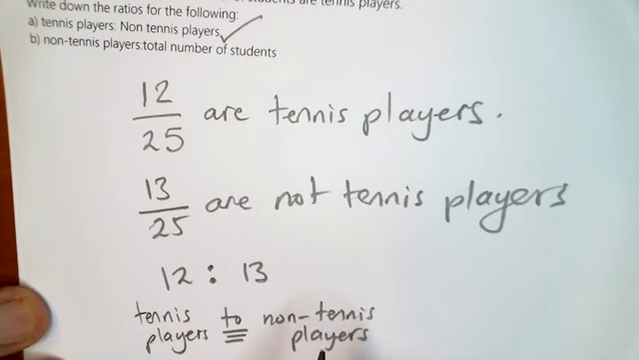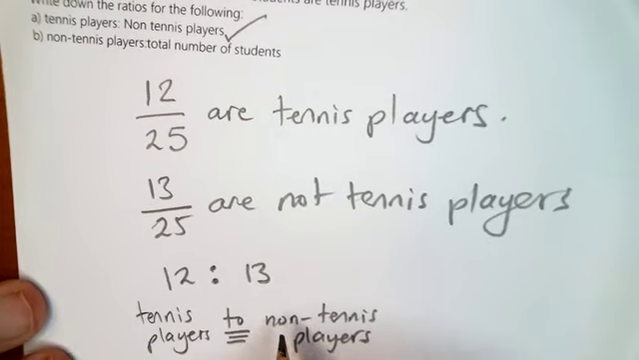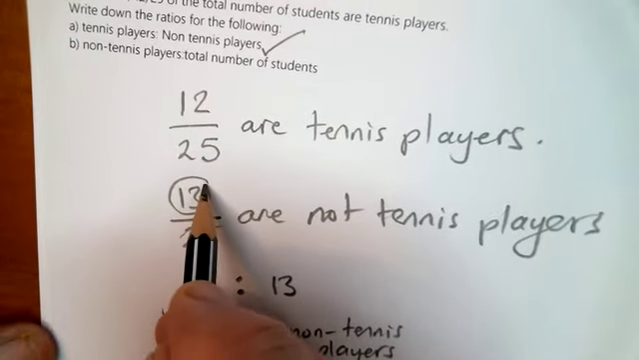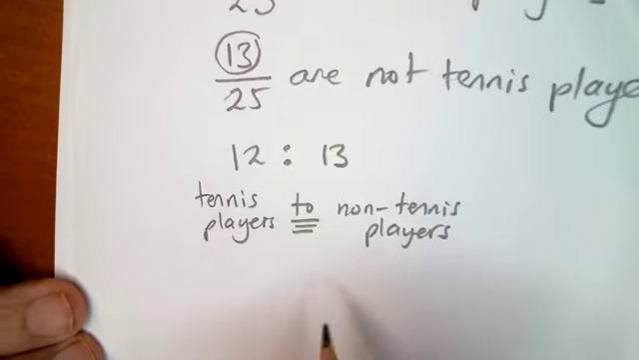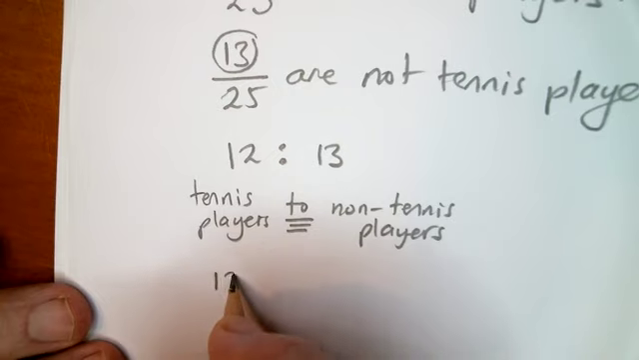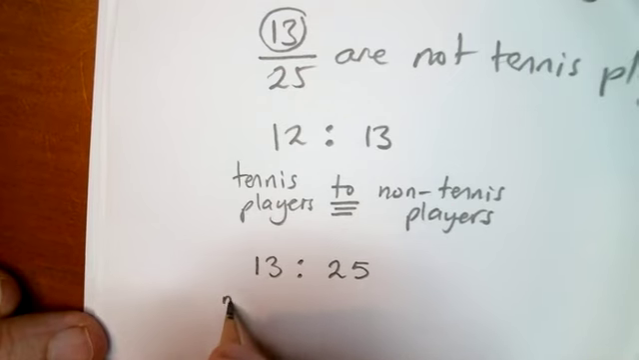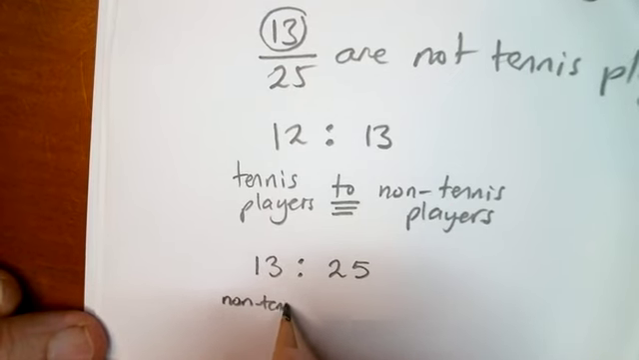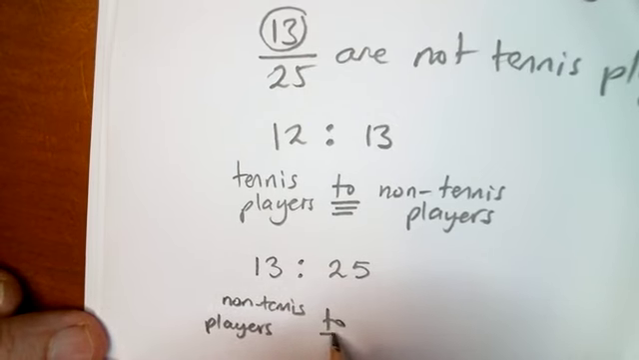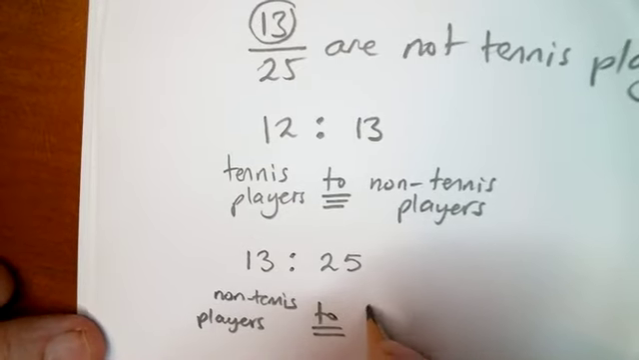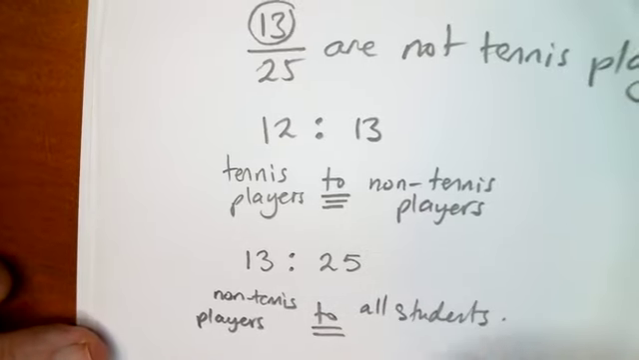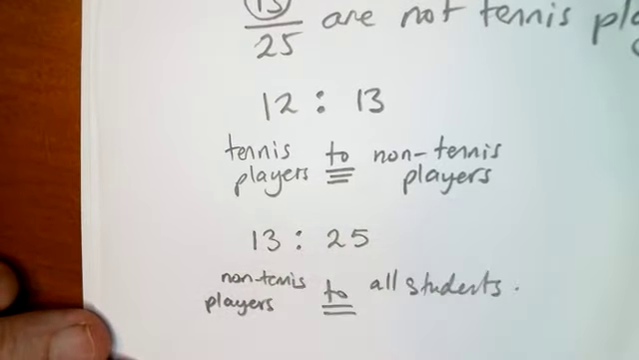All right, what about non-tennis players to the total number of students? So let's see how many we've got of non-tennis players, or 13 are non-tennis players. So we could say that non-tennis players are 13 students to 25. So this is now non-tennis players to all students. And that would be 13 to 25.